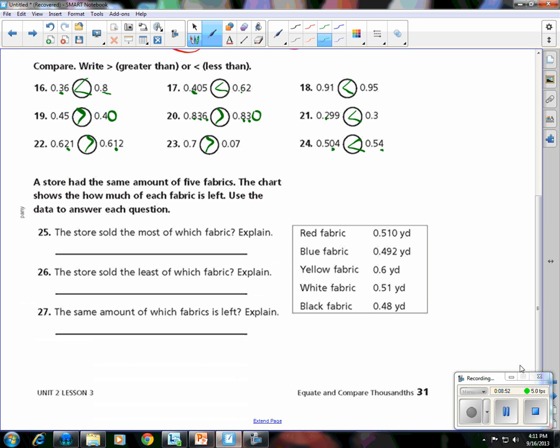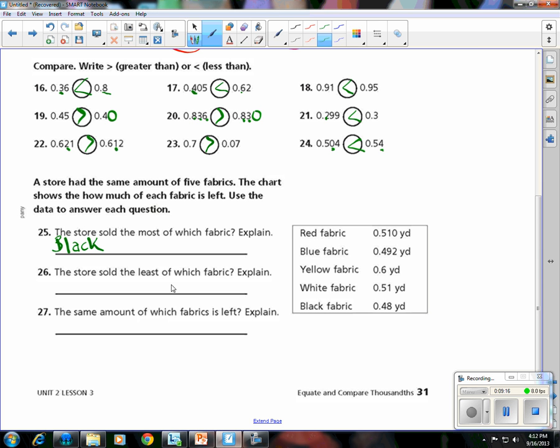A store had the same amount of 5 fabrics. The chart shows how much of each fabric is left. Use the chart to answer the questions. Which fabric did the store sell the most of? We're going to pick the one that has the least left, right? The least left is the one they sold the most of. So black, because they have the least left. Does that make sense, guys? If they have the least amount left, the most is gone.